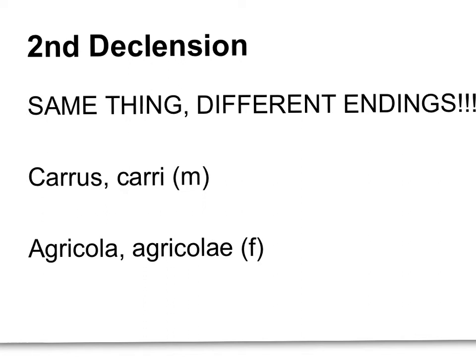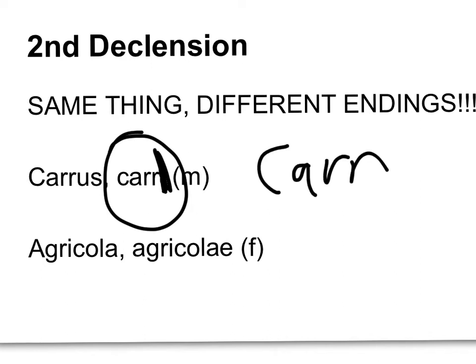So we're going to use this genitive singular right here to find our root. And we're going to take off the i, which is the ending, and car is going to be our root. Turns out it means car, a carriage or cart. So we do the same thing for agricola, agricolae. We take off the ae, and agricol would be our root. Now let's find out what the second declension endings look like.